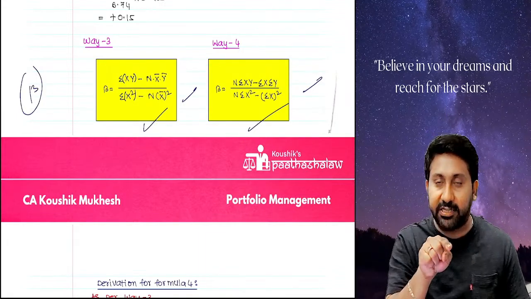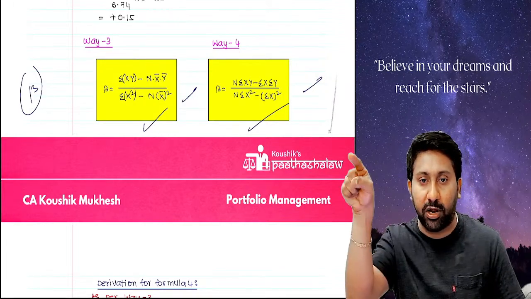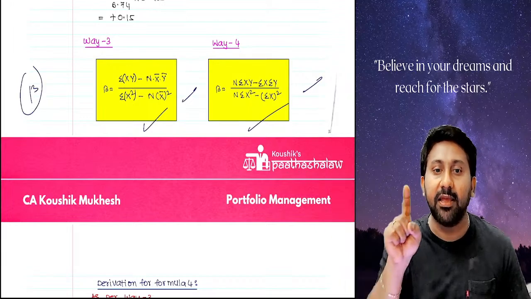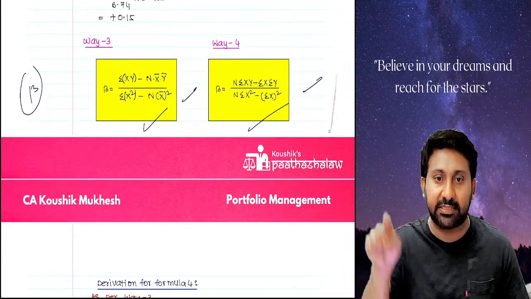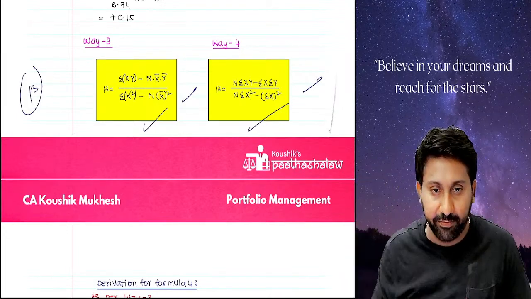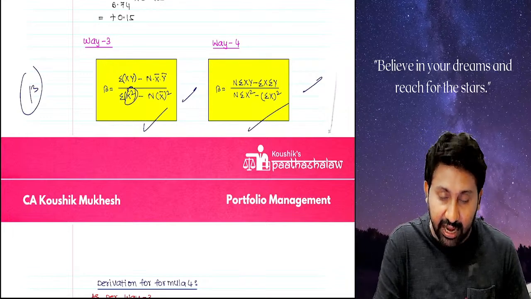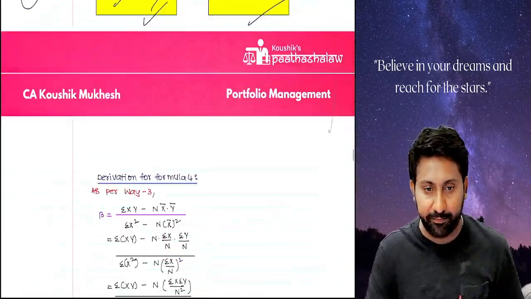5 years information is given. Market return 10, security return 20. 10 into 20, 200. Like that for 5 years you calculate the total. Sigma XY. N is the number of years given, 5. X bar is the mean of X. Y bar is the mean of Y. Divided by sigma of X square. This is not sigma X the whole square. Calculate X square and take sigma, minus N X bar the whole square. Apply, you will get the beta.